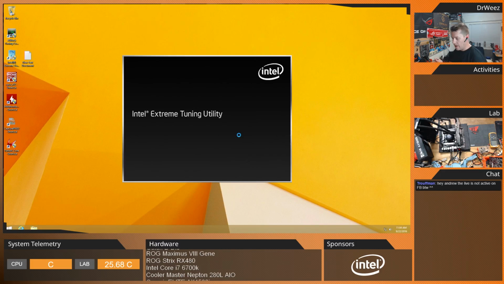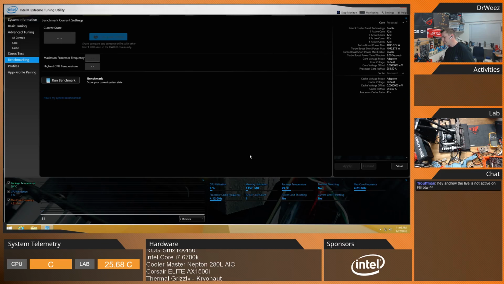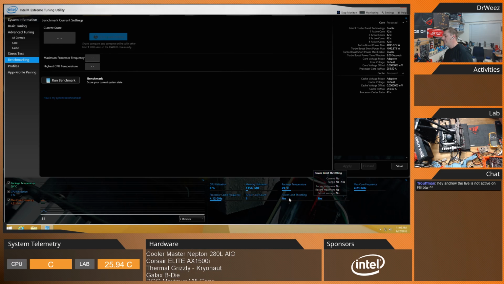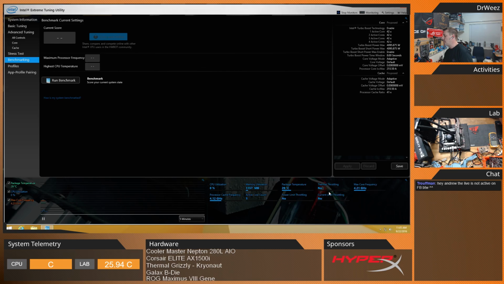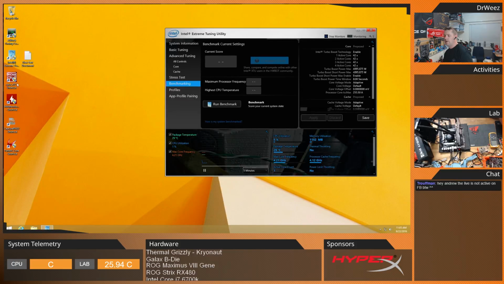So one of the things I covered on Tuesday was the configuration of XTU, and that was mainly around your throttling identifiers that aren't displayed by default. So it's a really good idea to just get those things configured. So I'm just going to run a quick stock benchmark at whatever settings are done in the BIOS.